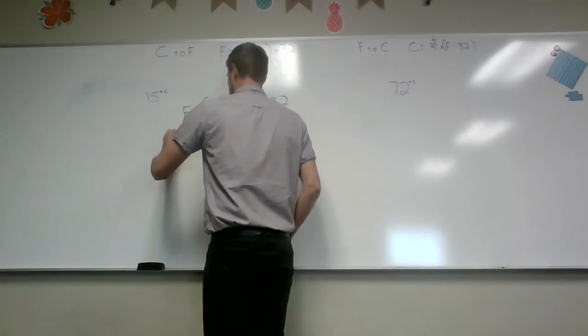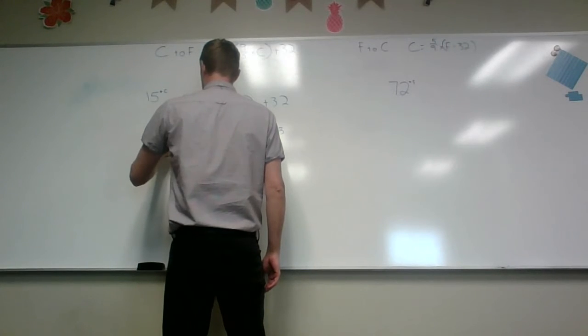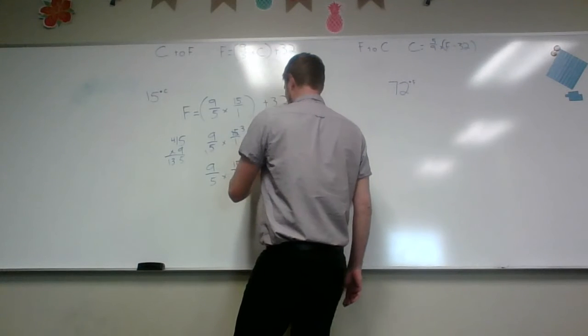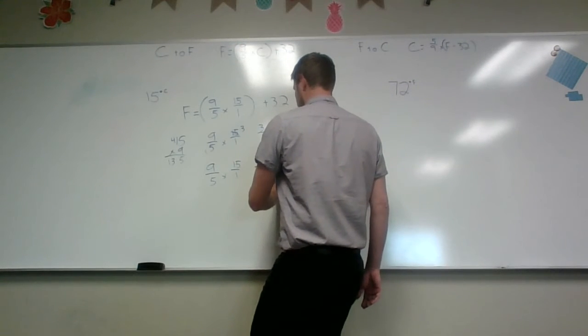I'm going to take 15 times 9. So 15 times 9, 9 times 5, 45. 9 times 1 plus 3, 135. So I'm going to end up with 135 over 5, and I'm going to have to divide that.